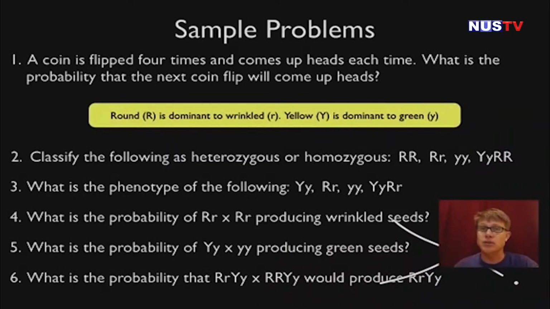So independent assortment means that traits don't affect each other. And so what I'm going to do next is I'm going to leave this for a second. These are 6 problems that I'll work through. But if you want to work these, you could pause the video at this point, and then you could come back and start the video again and see me work through each of these. So I'll pause.